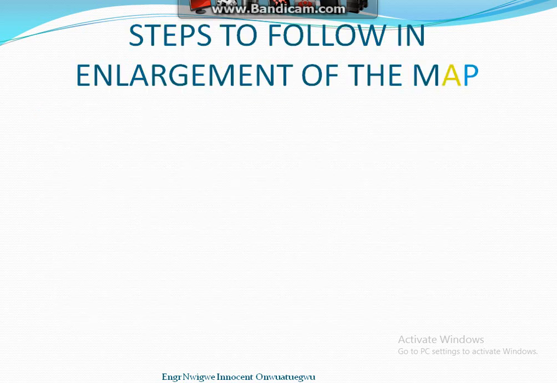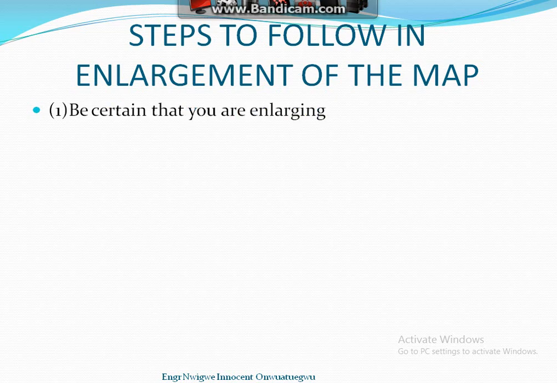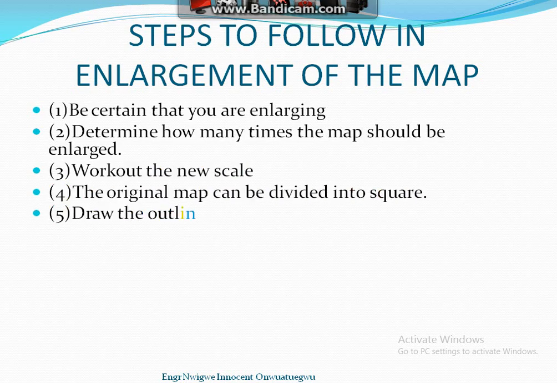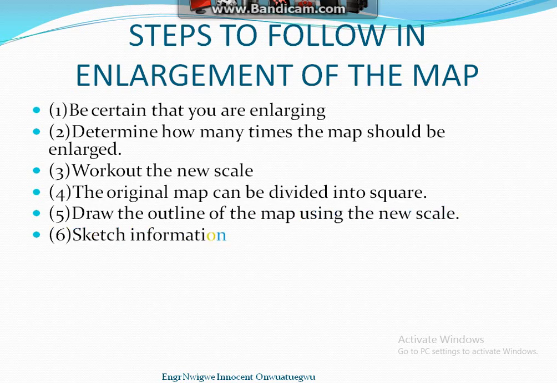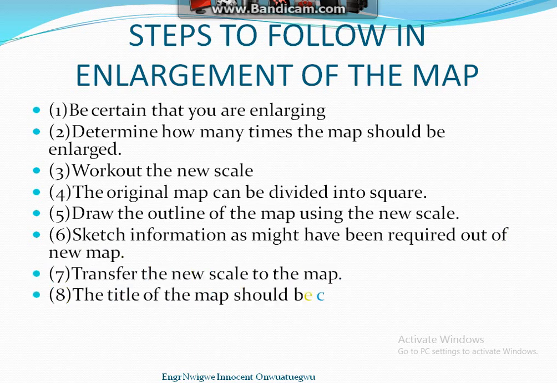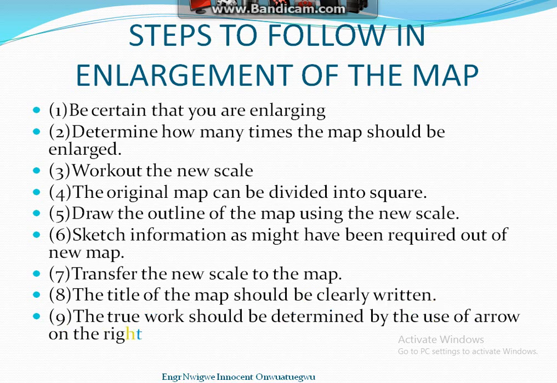Steps to follow in enlargement of the map. 1. Be certain that you are enlarging. 2. Determine how many times the map should be enlarged. 3. Work out the new scale. 4. The original map can be divided into squares. 5. Draw the outline of the map using this new scale. 6. Fill in the information as might be required on the new map. 7. Transfer the new scale to the map. 8. The title of the map should be clearly written. 9. The true north should be determined by the use of an arrow on the right hand side.